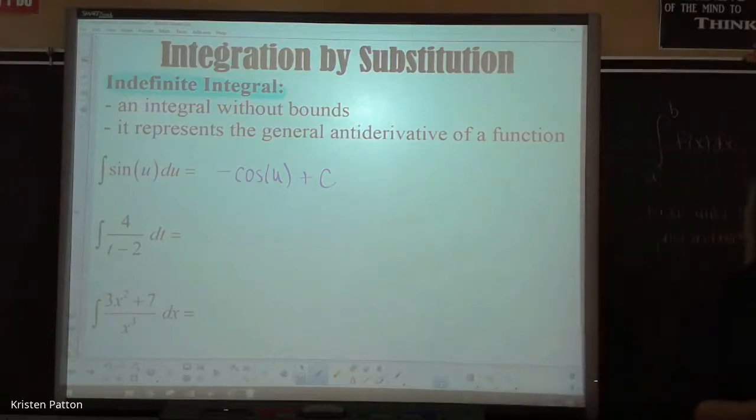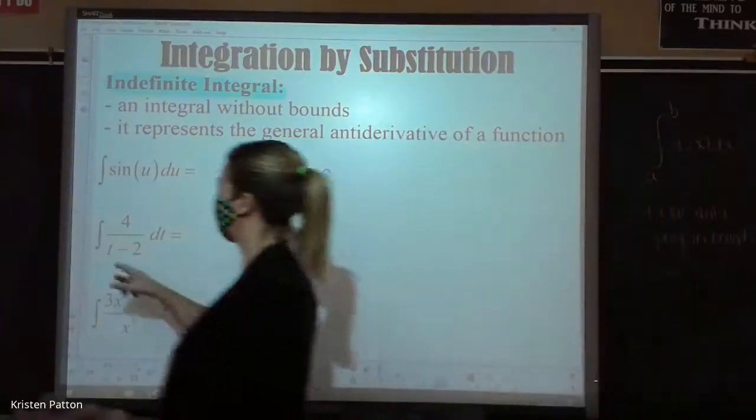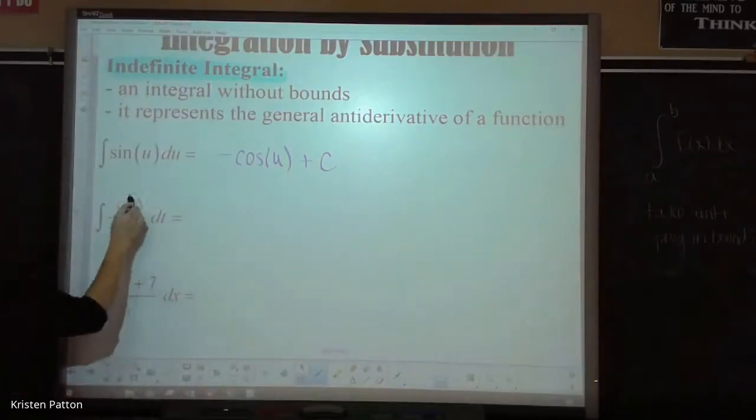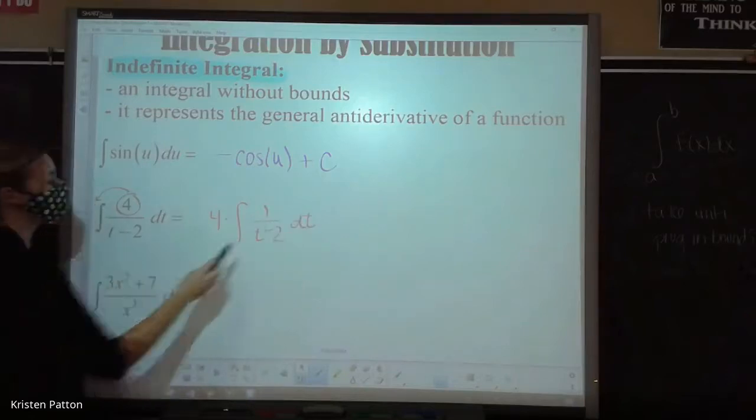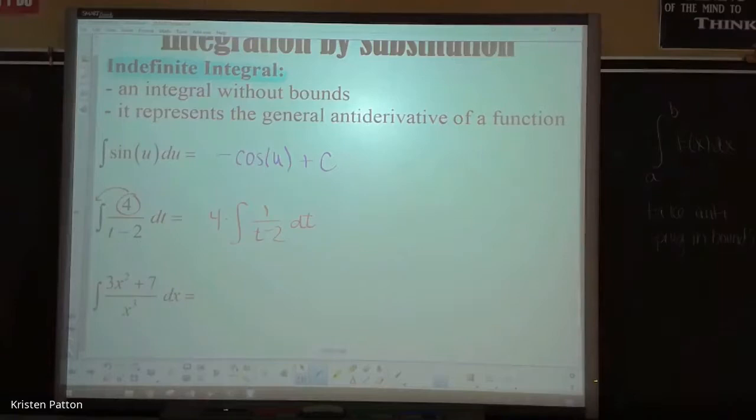Well, let's take a look at the next one. It says we want the integral of 4 over t minus 2 dt. What's the antiderivative here? Or let me rephrase. What's the parent function here? If you move the 4, maybe that helps. But what's the parent function? 1 over x, the hyperbola in quadrants 1 and 3, right? It's been moved, it's been stretched. What's the antiderivative of 1 over x? The natural log. And we'll stick some other stuff in there, right?